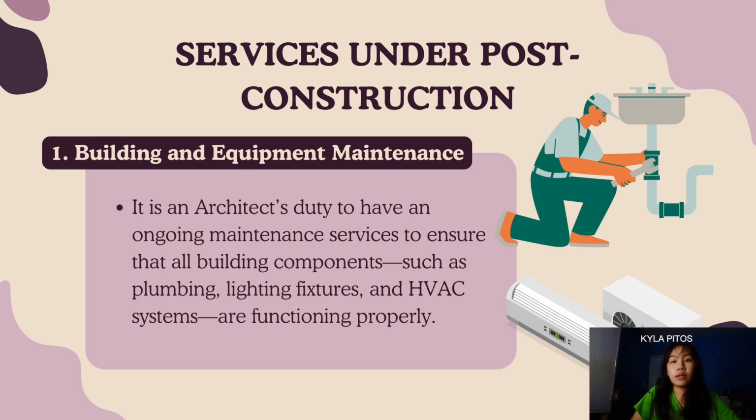Number one is the building and equipment maintenance. So, what is this building and equipment maintenance? This is a service that an architect may possibly offer to check and provide ongoing maintenance services in order to ensure that all building components, such as several systems like HVAC, plumbing, and lighting fixtures, are functioning properly. This also includes a possibility to hire an in-house architect in order to oversee maintenance tasks.